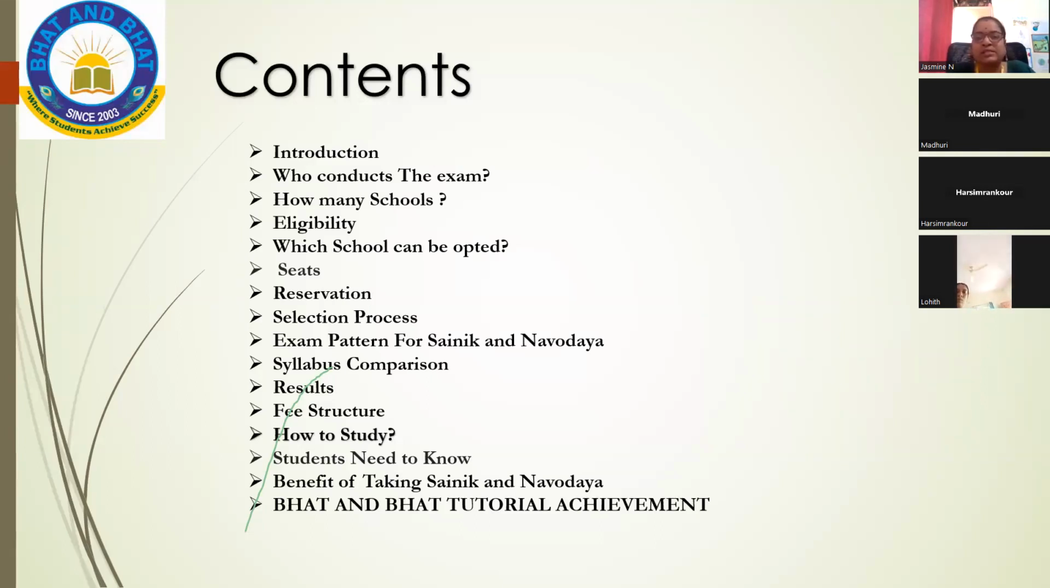And the selection process, how they will select and how they will exhibit the results, everything will be explained thereafter. Then I'm going to explain the examination pattern for both Sainik and Navodaya, and the syllabus comparison, what syllabus is covered in Sainik and Navodaya. And the results, the fee structure, how to study, and what the students need to know when preparing for this kind of competitive examination.